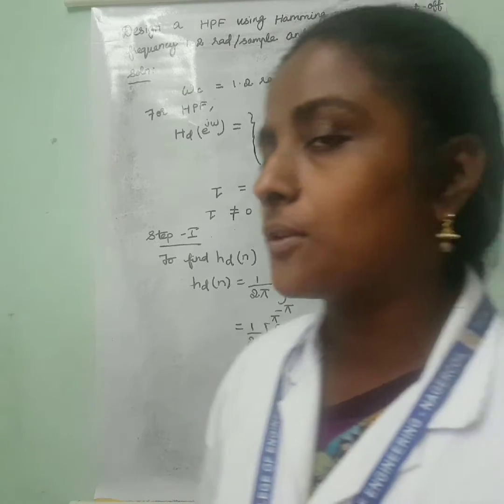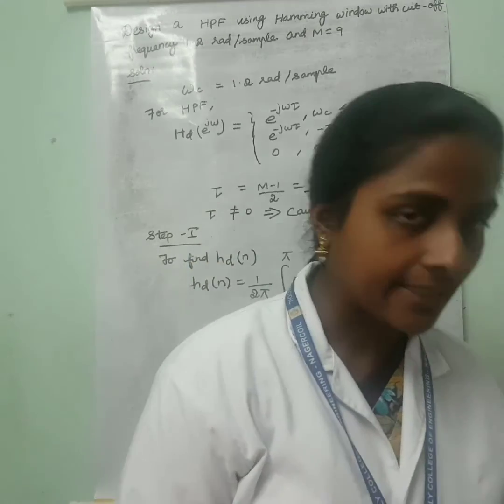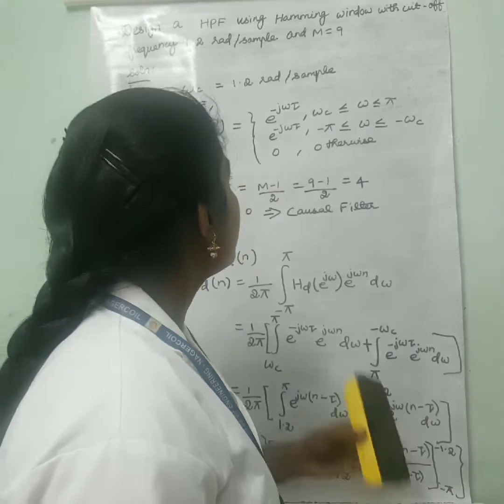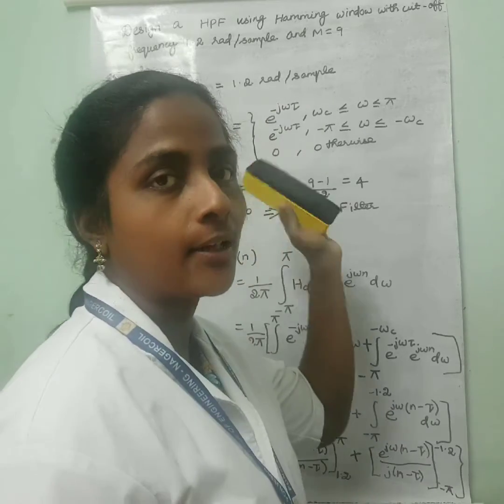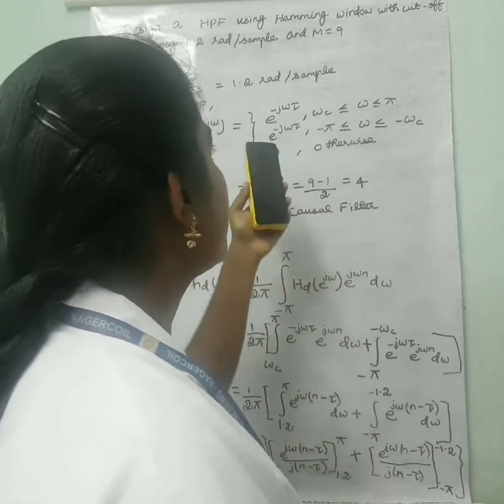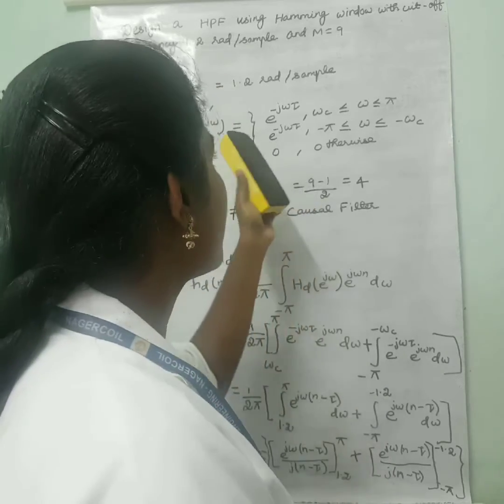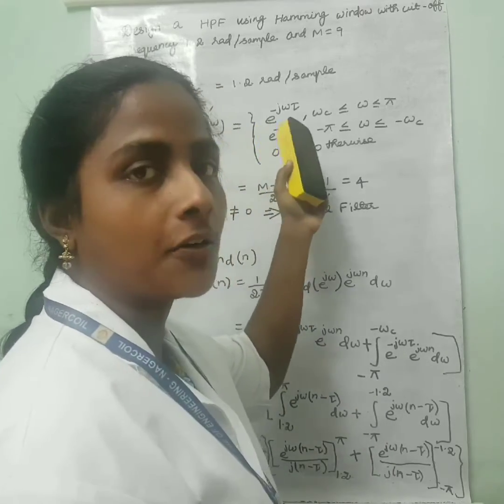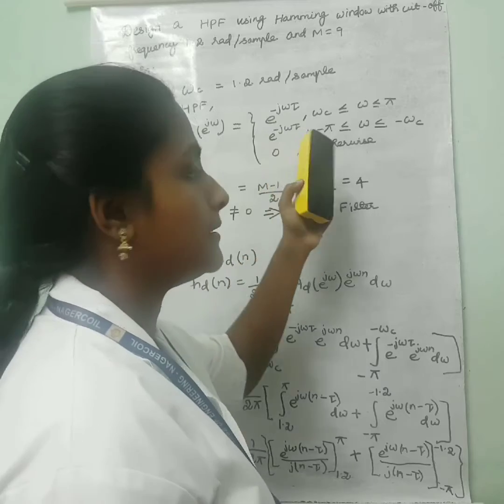For this type of question, first we have to write the given data. The given data is cutoff frequency. So cutoff frequency is represented by omega c. So omega c is equal to 1.2 radians per sample.